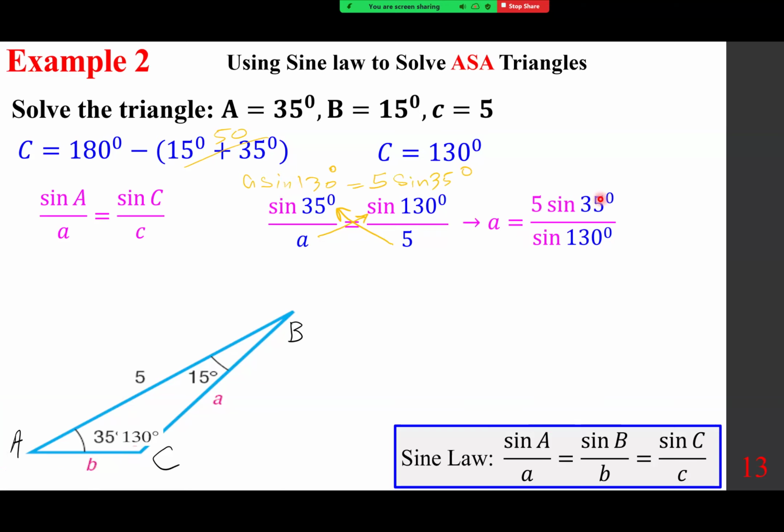So you put this into a calculator: sine of 35 times 5, divided by sine of 130. Using a calculator, you end up with 3.74. And you're going to replace that A with 3.74.